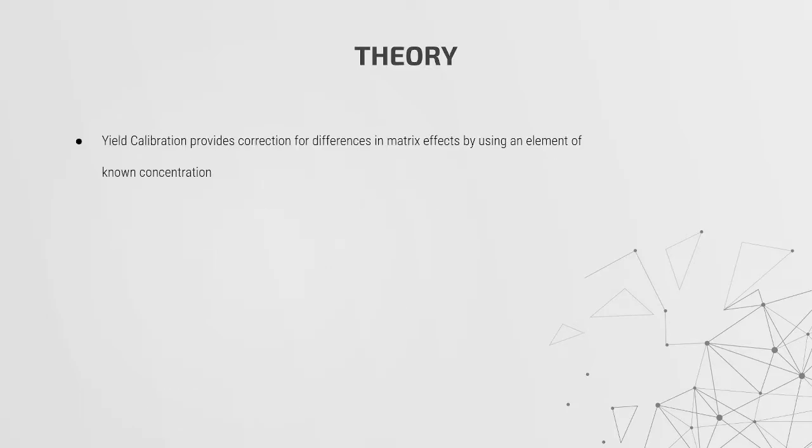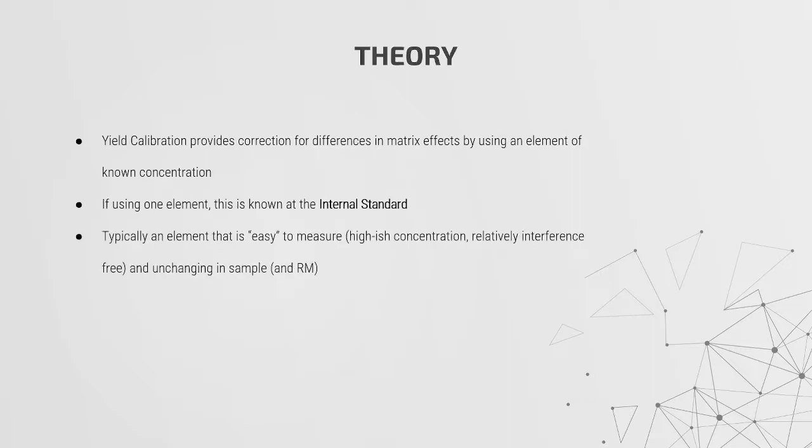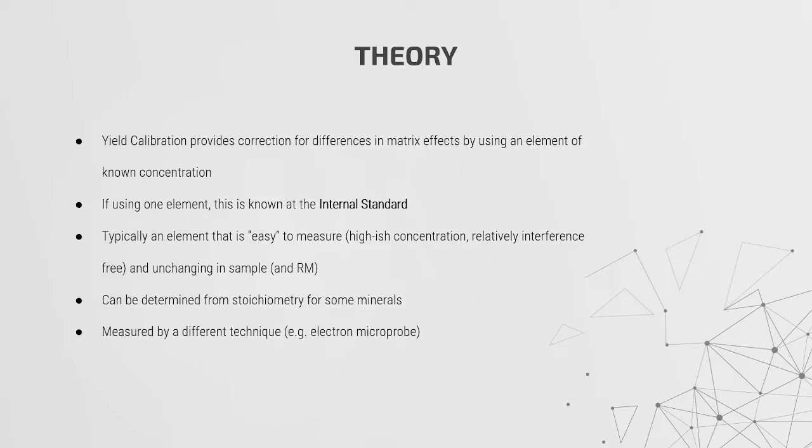The great thing about the yield calibration is it takes into account those differences in matrix effects by using an element of known concentration. If we use a single element of known concentration, we call this our internal standard. Internal standards tend to be something that's easy to measure, something with high-ish concentration but interference-free, and they're unchanging in the sample and the reference material. They can be determined from stoichiometry for some minerals, or they can be measured by a different technique.